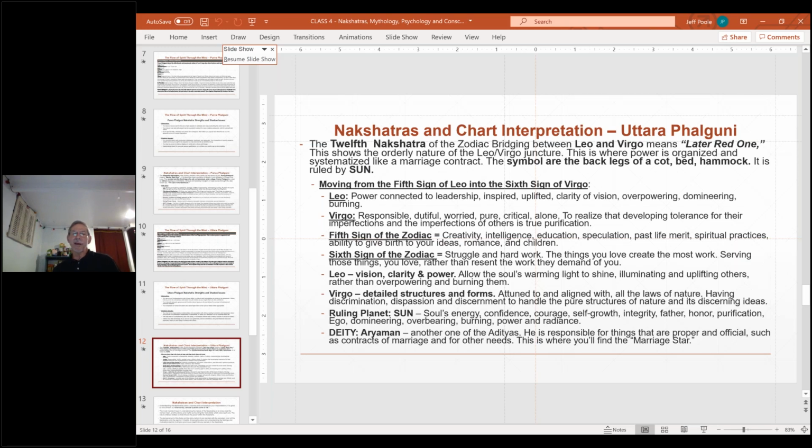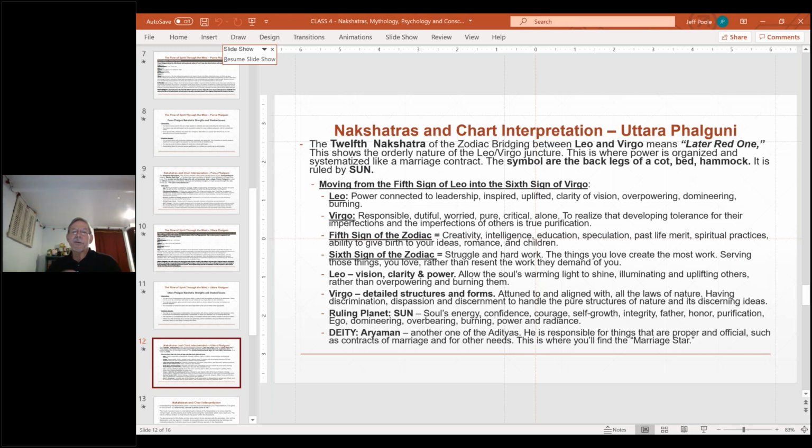So Leo will provide that vision, clarity, and power, and Virgo takes care of all of the structures and the forms, and getting attuned to those things, getting aligned with the laws of nature, having more discrimination, discernment, and dispassion, so that you can handle these pure structures of nature and all their discerning ideas. And so the ruling planet of the sun gives you that power and radiance energy to do that.